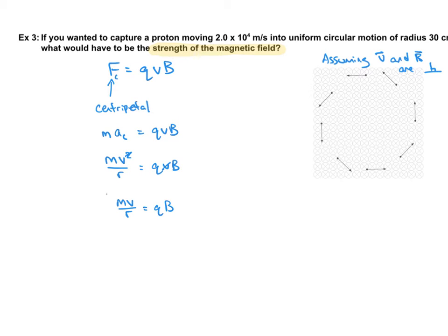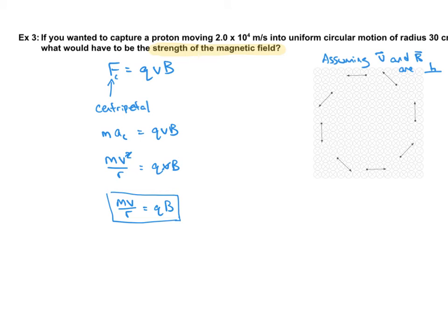So this expression is a 5-variable equation. There's 5 different variables, and this is how they're all related to each other for the special situation of a moving charged particle being caught by a magnetic field and being put into uniform circular motion.